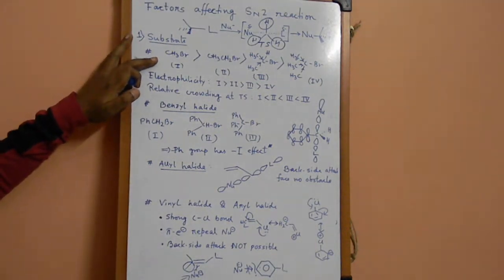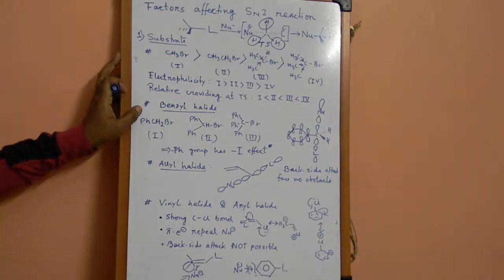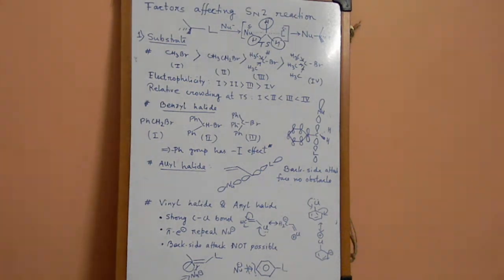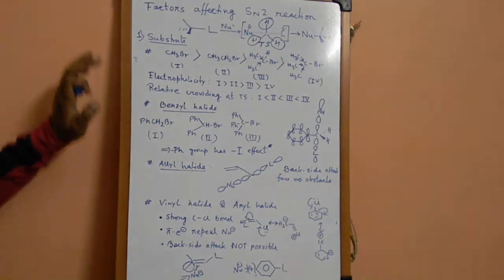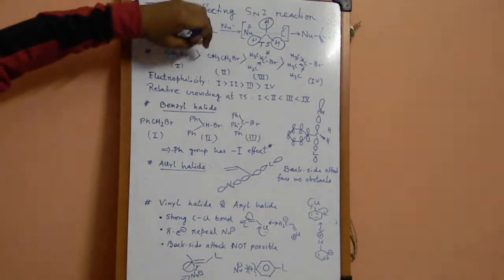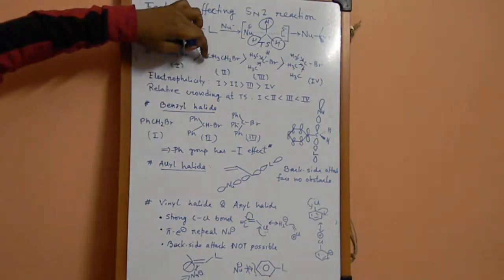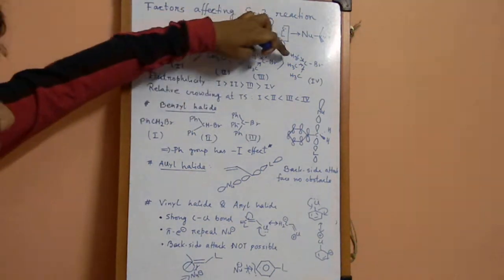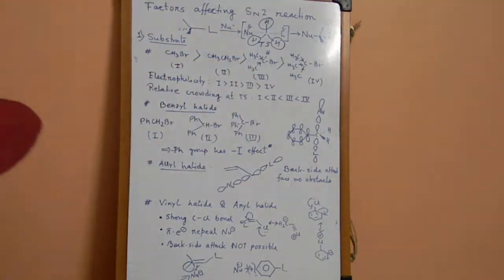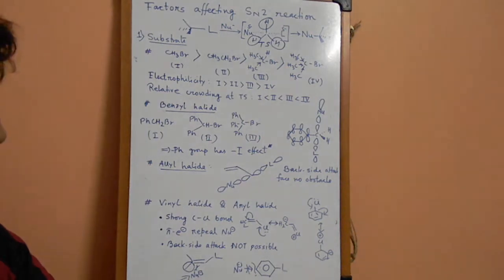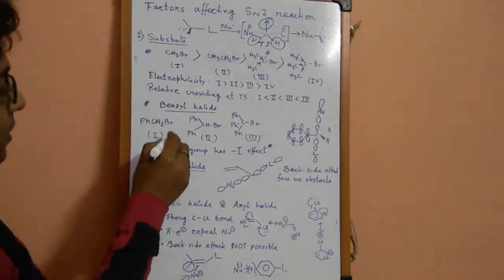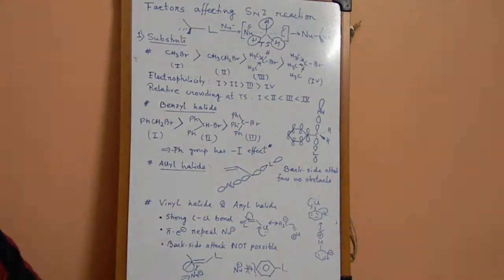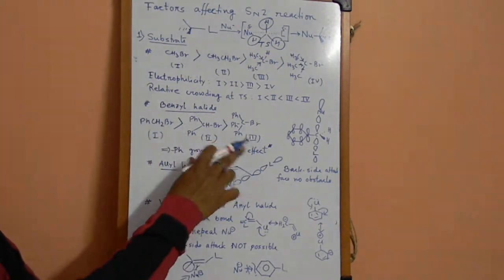Now apart from this alkyl halide, another very important molecule which can undergo a facile SN2 reaction is the benzyl halide. If you just put one phenyl group in place of the alkyl group, methyl group, you can have PhCH2Br, Ph2CHBr, and here in place of methyl you have Ph3CBr. Now, first of all, let's see what the observation was. The observation was that the rate of SN2 reaction follows this trend, that is 1 is greater than 2, greater than 3.